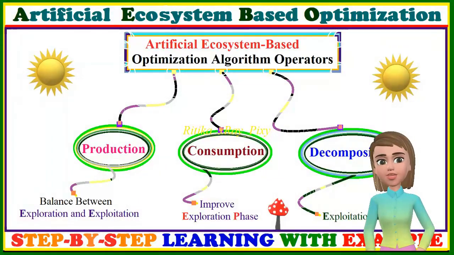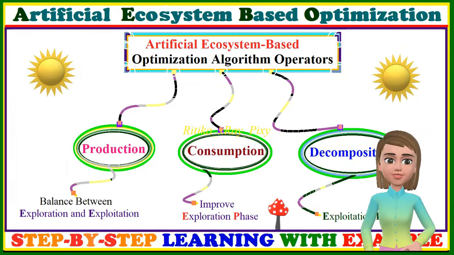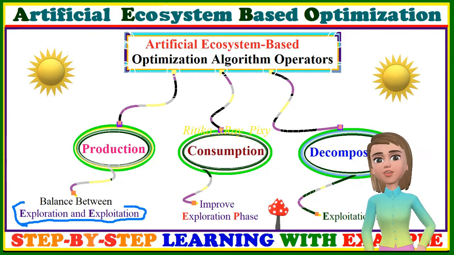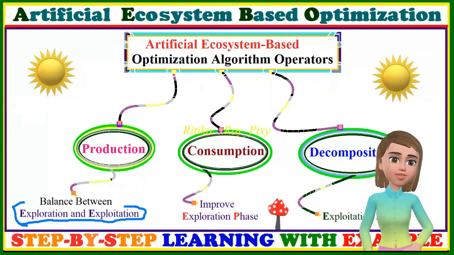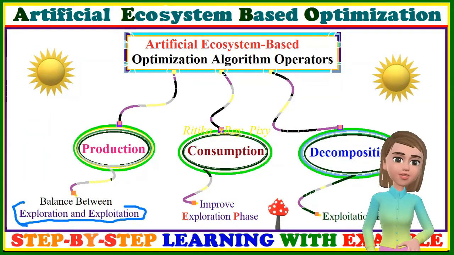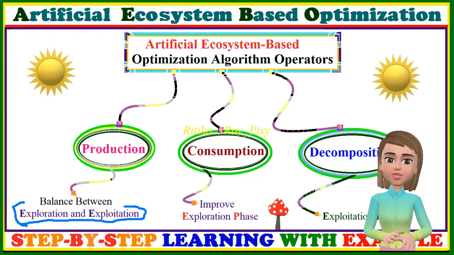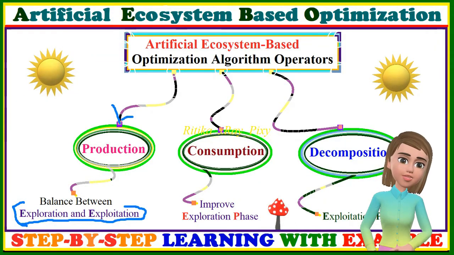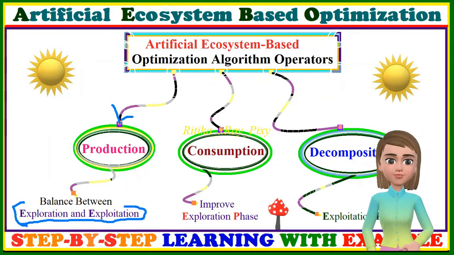In this algorithm, the production operator is used to balance the exploration and exploitation phase for the meta-heuristic. As we all know, if the exploration and exploitation phase is not balanced, the algorithm is easily trapped in the local optima, and once the algorithm is trapped in the local optima, it is unable to find the global solution. So it is very important to maintain the balance between the exploration and exploitation phase.